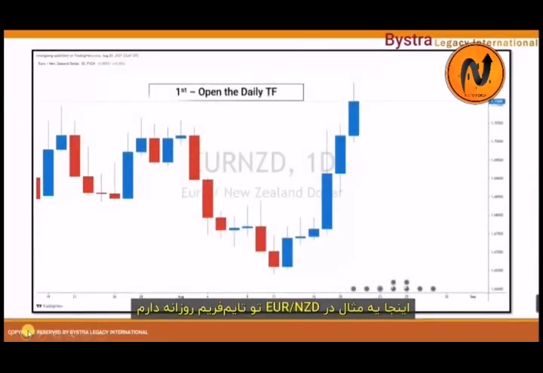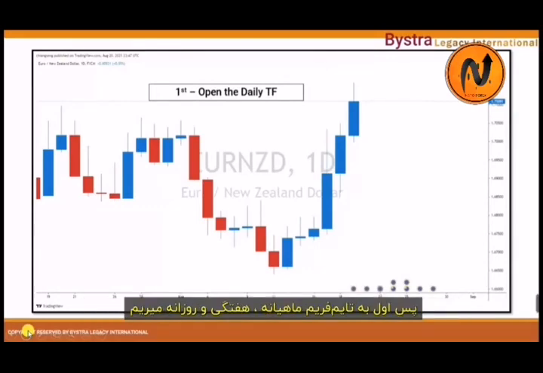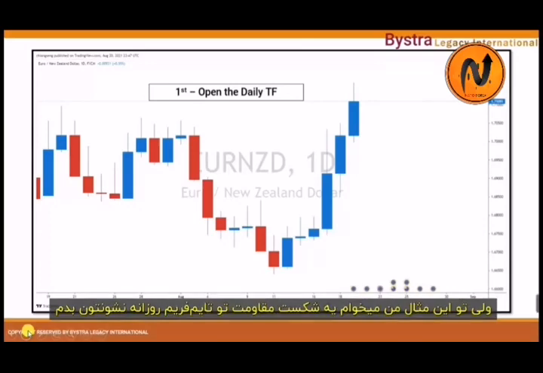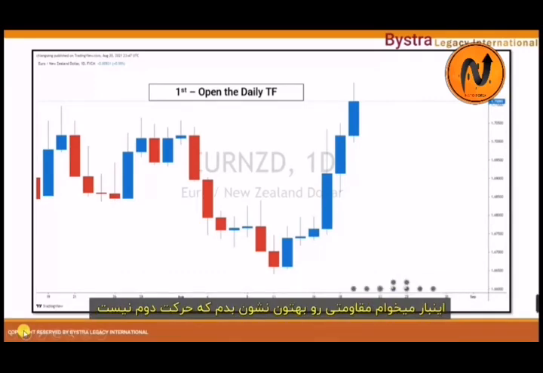Here I have an example on the Euro NZD on the daily time frame. So the first step is always we want to mark the danger zone. So first we go to the monthly, weekly and daily time frame. But in this example, I'm going to show you a breakout on the resistance of the daily time frame, not as per the SOP, where the SOP example showed you the second movement of the resistance. But I'm going to show you the resistance that is not the second movement.